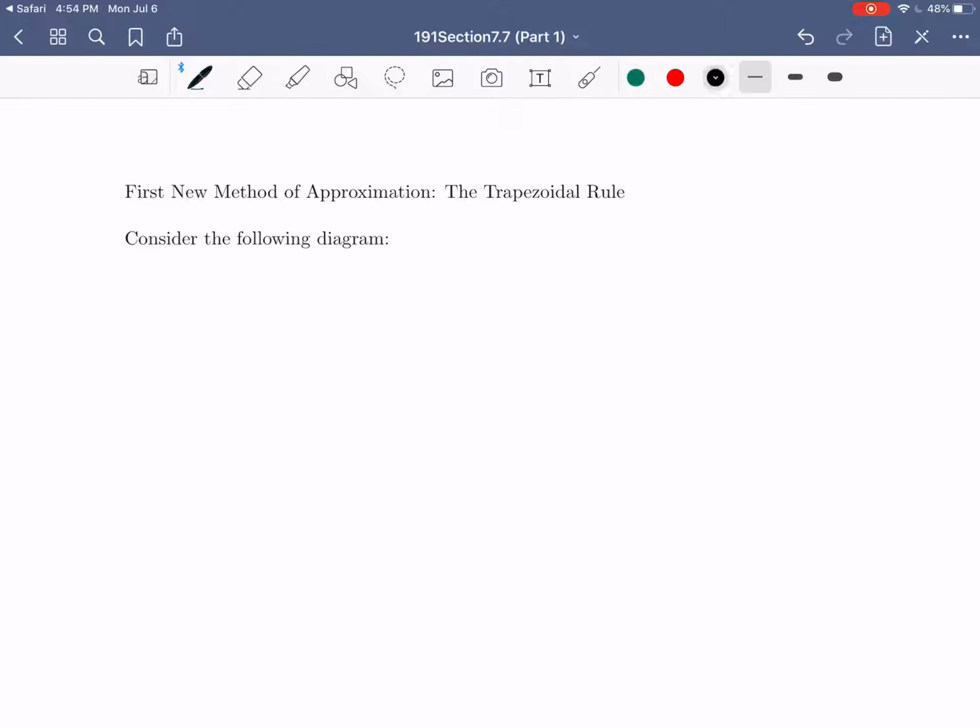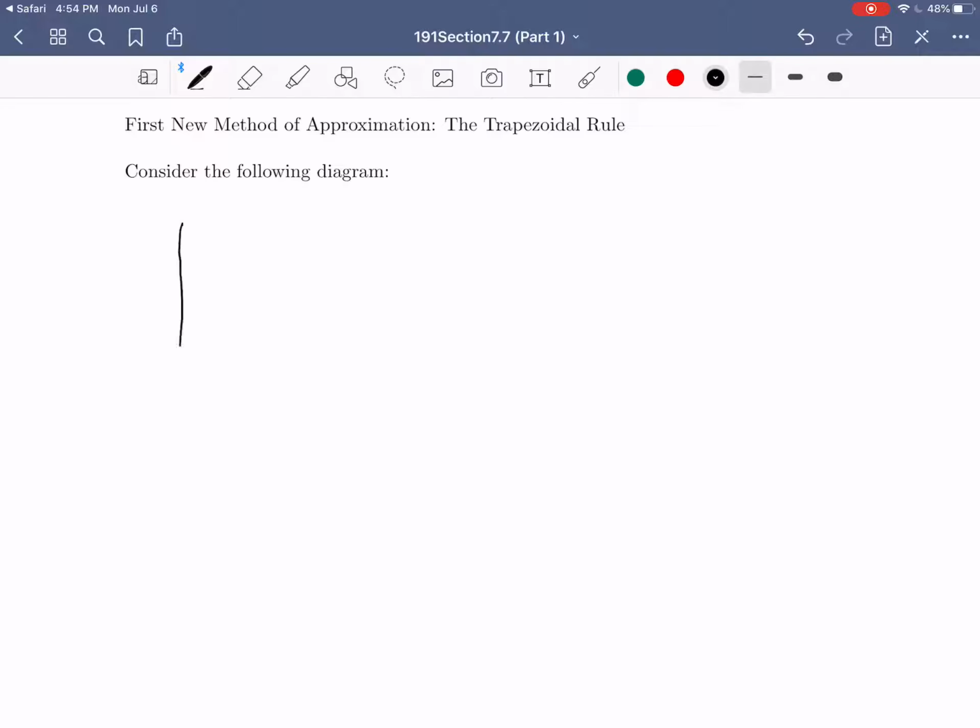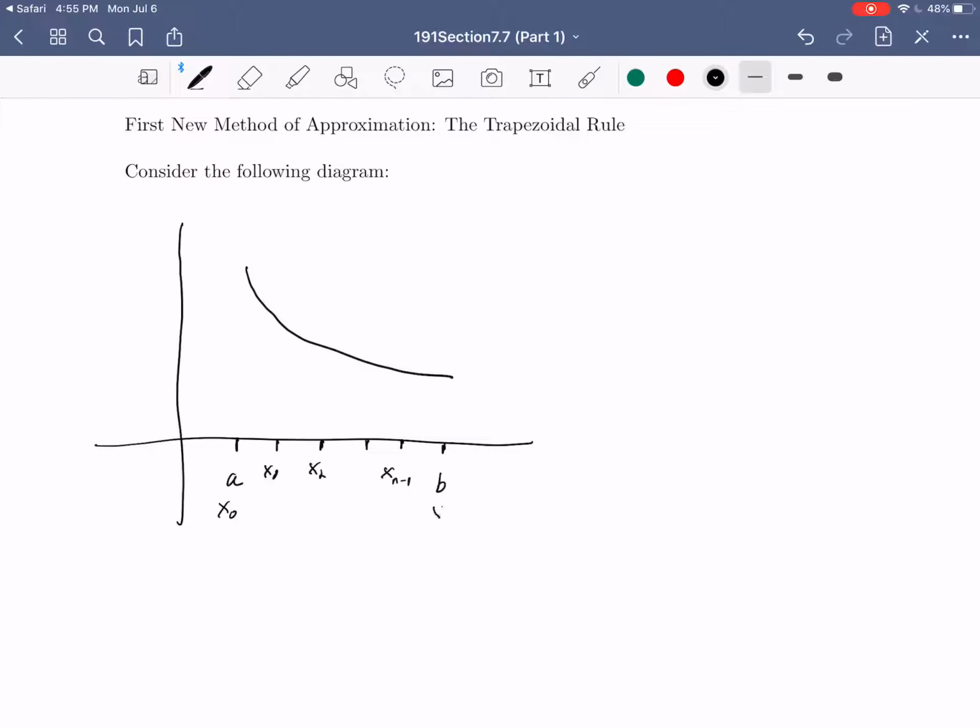So once again, let's get a derivation going. We're going to have our same setup here. So there's our curve. We're imagining that we're going from a to b, and we're going to cut this up into some pieces, again, equal size. We're going to call this x0, x1, x2. This will be x sub n minus 1. This will be x sub n. Same thing, delta x is b minus a over n.